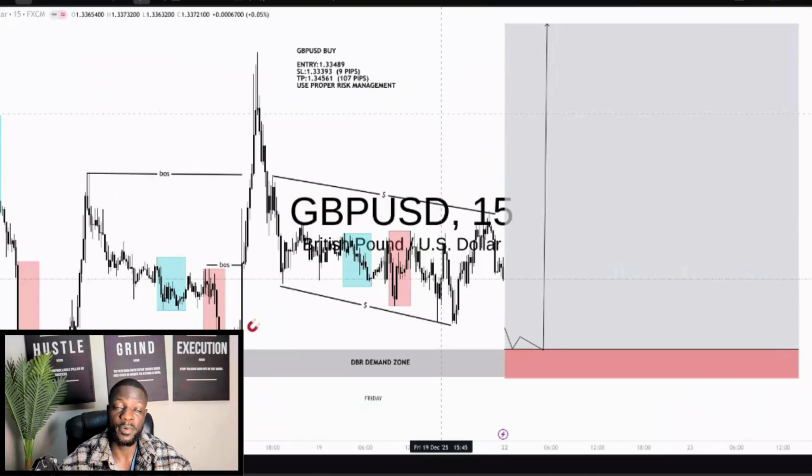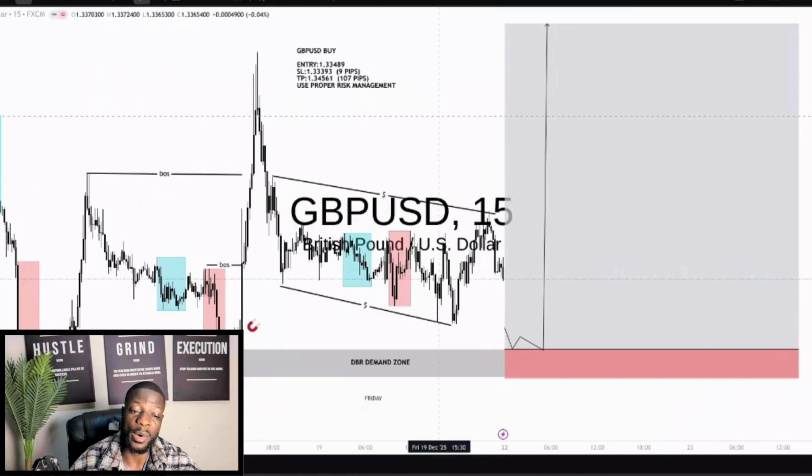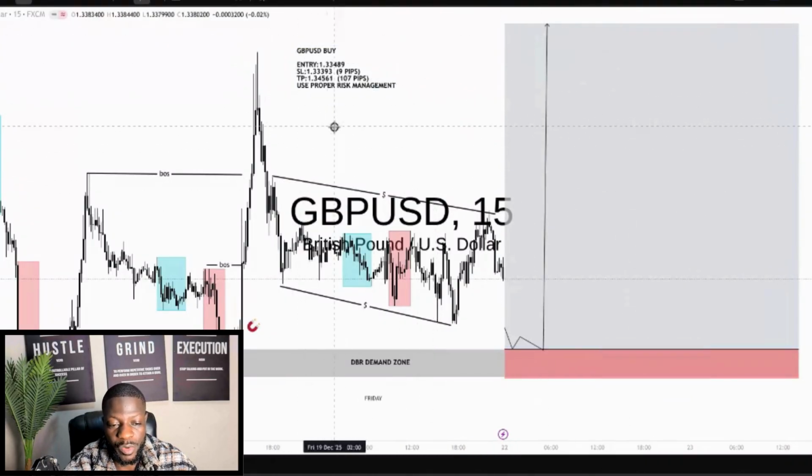Have a wonderful setup right here on GBPUSD, a 1 to 11 risk reward ratio, risking about 9 pips to potentially make around 107 pips right here. So to start with, I'm going to delete all this right here so that we can start afresh and look for everything I'm looking for right now.